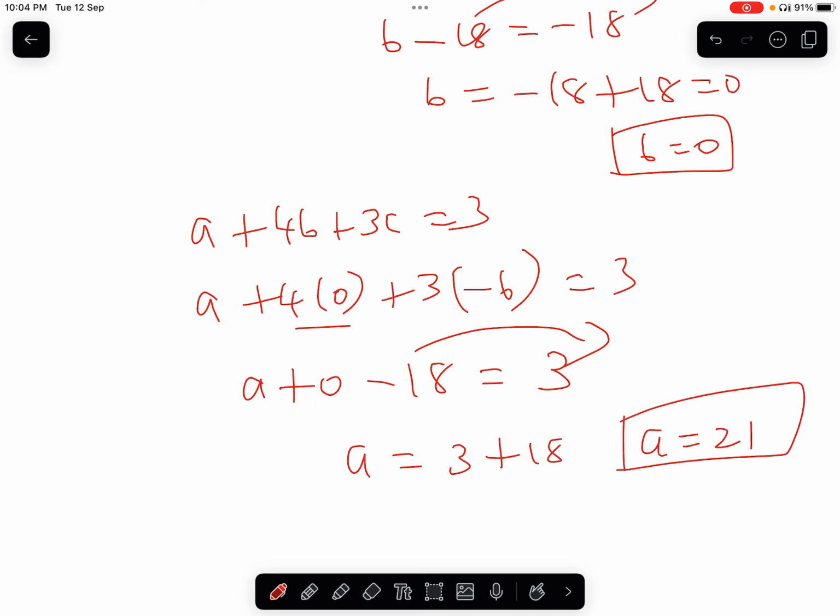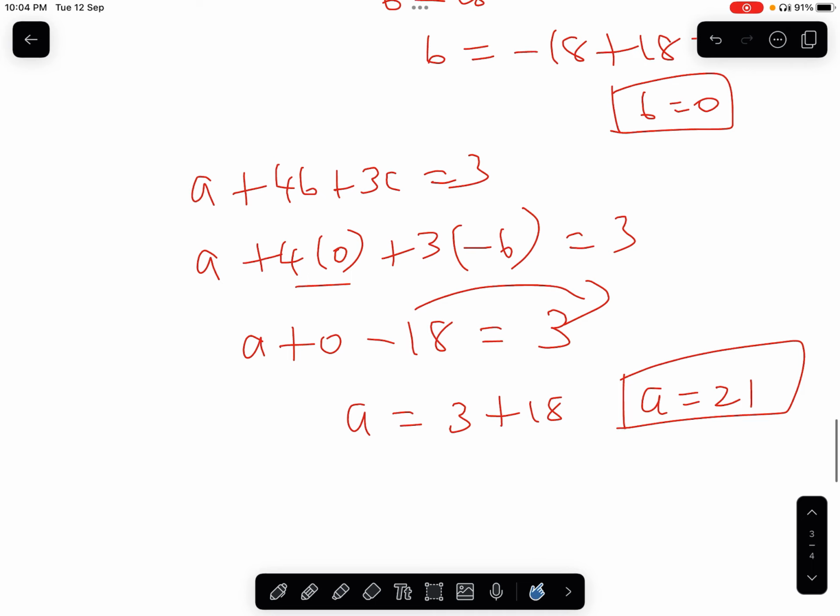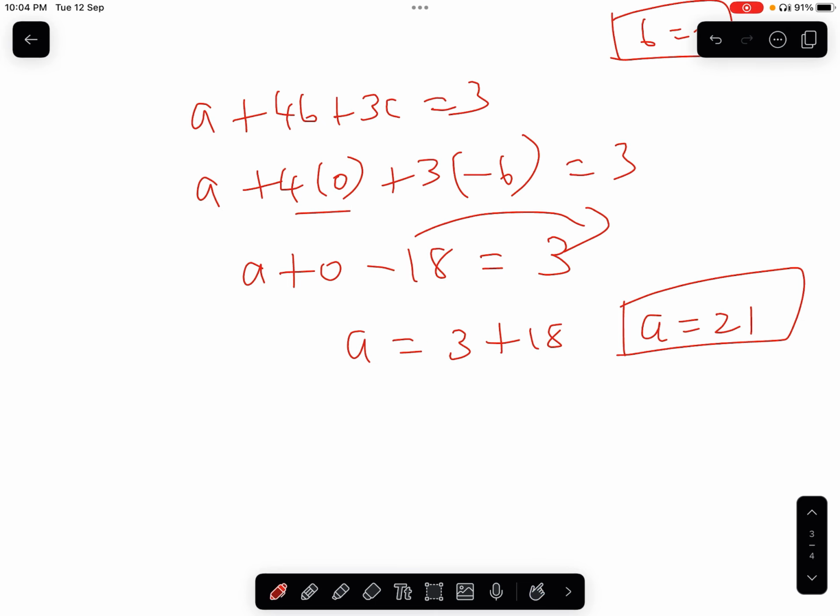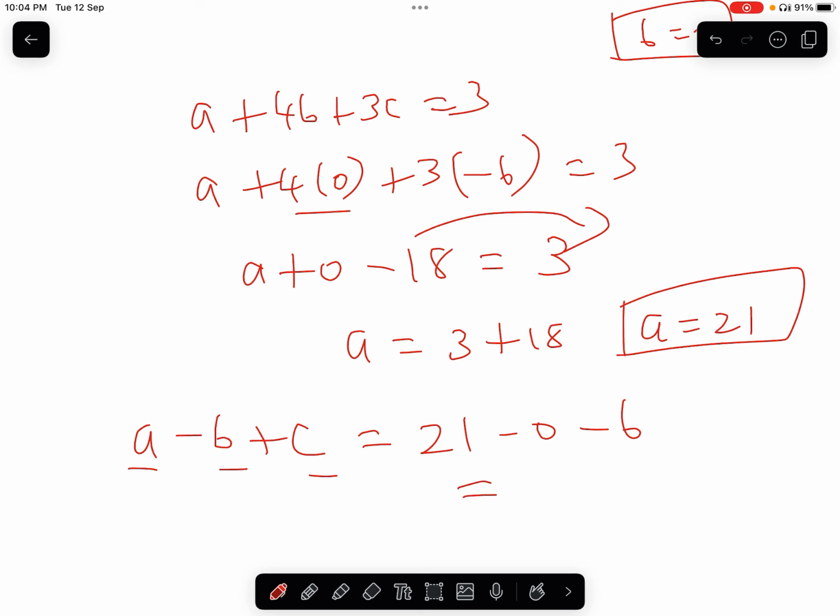Okay, so the value of A is 21, B is equal to 0, and the value of C is equal to minus 6. Now if you look at the question, they have asked the value of A minus B plus C. So this is the value we should find out. In the place of A, write 21, in the place of B, write 0, and in the place of C, write minus 6. Therefore the final answer is 15. So 15 is the correct answer.